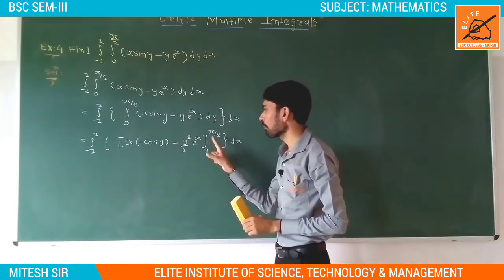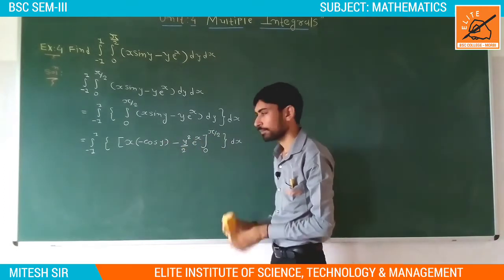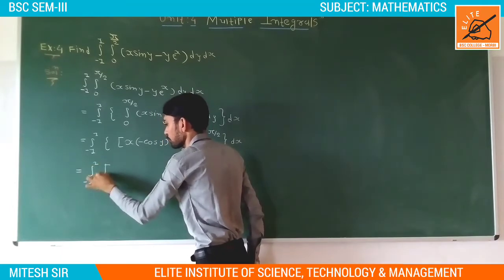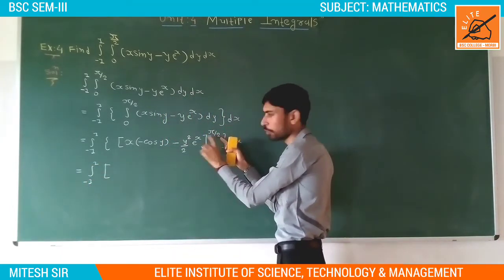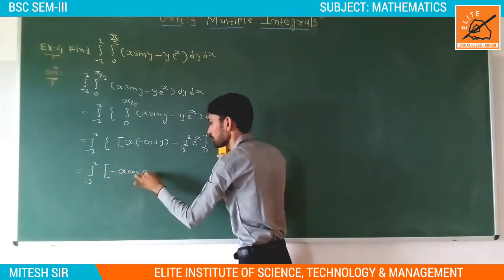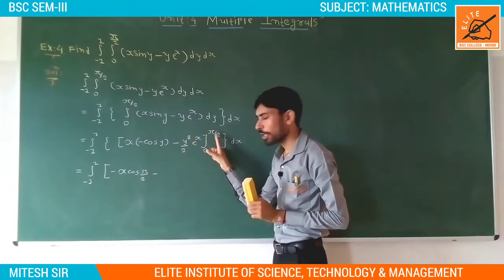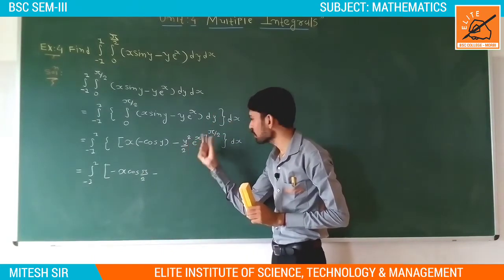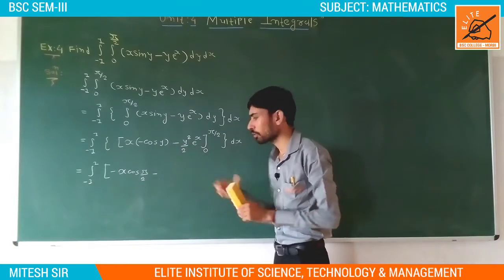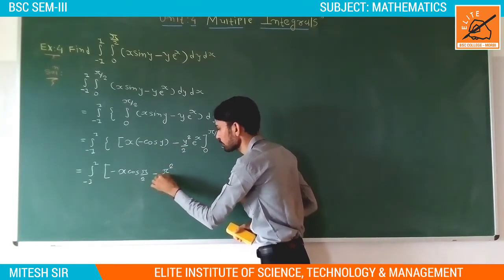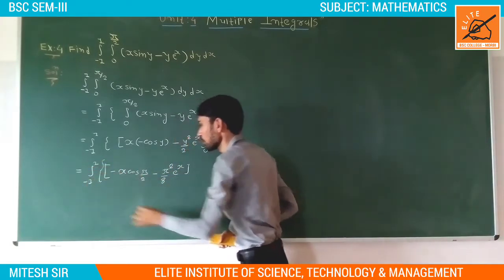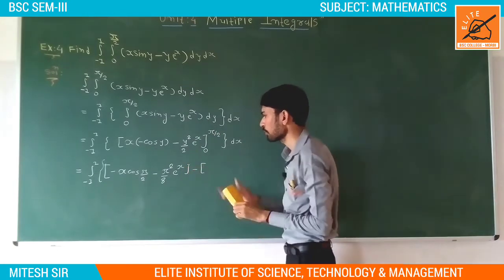Now first of all we apply the upper limit pi by 2 in place of y. So let's put the limit integration -1 to 1. First we put the upper limit pi by 2 in place of y. So minus x cos pi by 2 minus, friends, in place of y we have to substitute pi by 2, so here there is y², that means the square of pi upon 2 will be π² upon 4, and already there is a 2 in the denominator, so it becomes π² by 8, into e raised to x. So this is the upper limit, minus we substitute the lower limit.